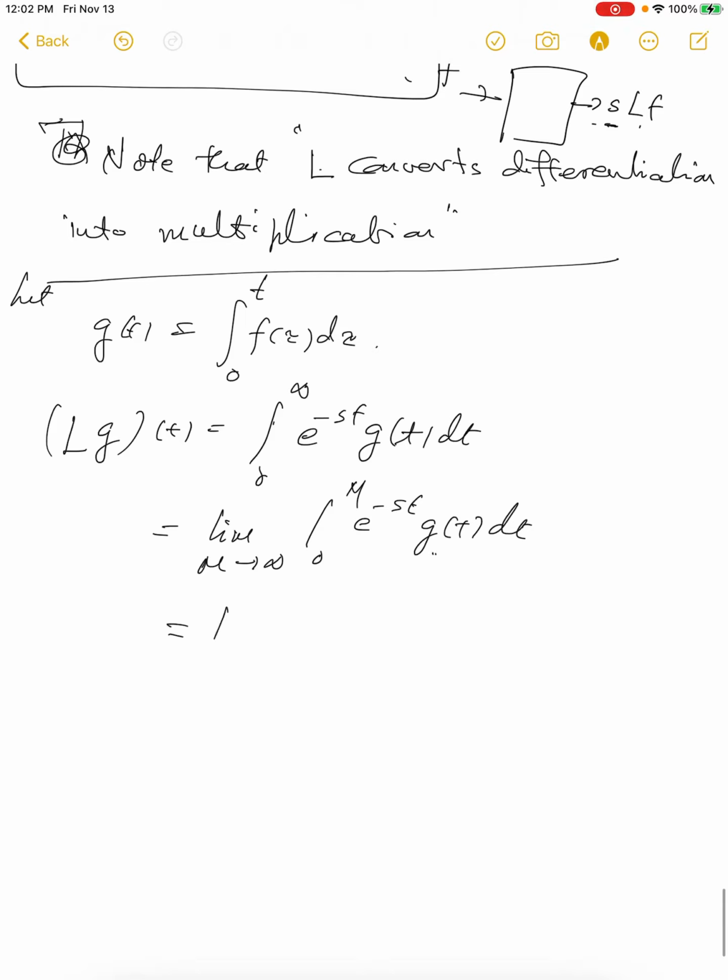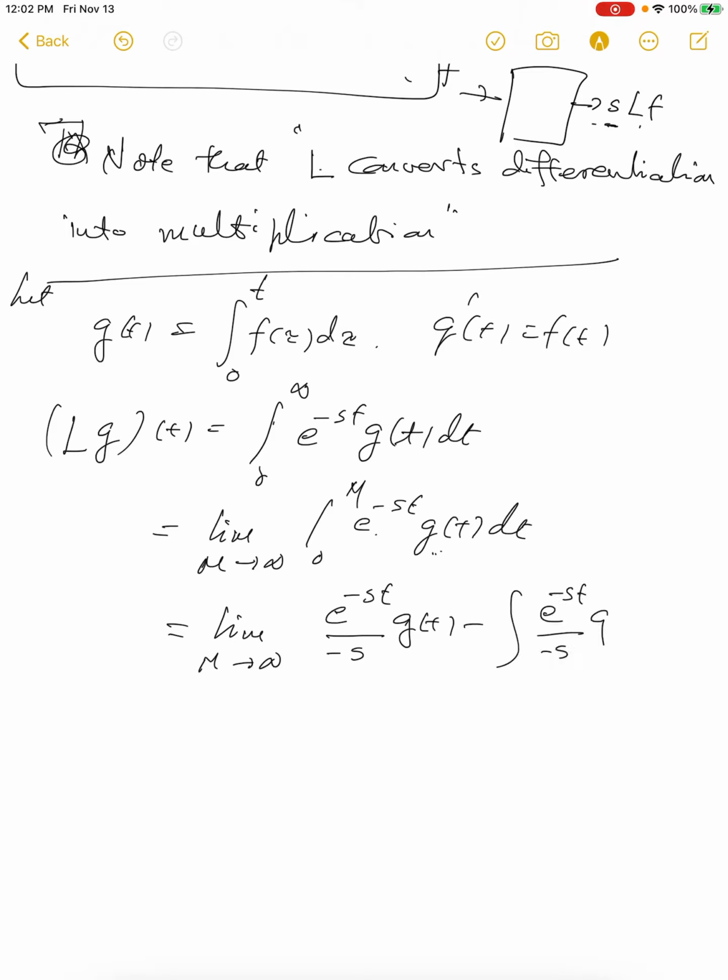And now what I would do is I integrate e to the minus st first, because I want to differentiate g. Notice that g prime t is f t. So if I integrate e to the minus st, I get e to the minus st by minus s, times g t, minus the integrated thing times the derivative of g.